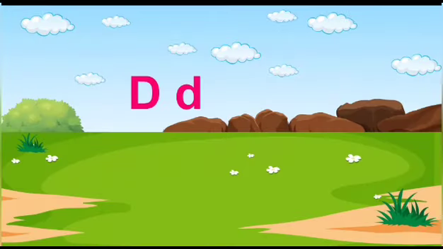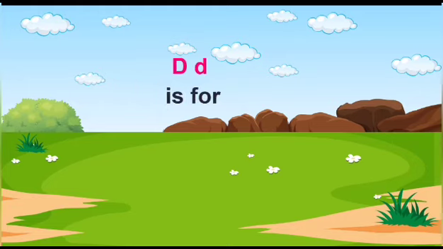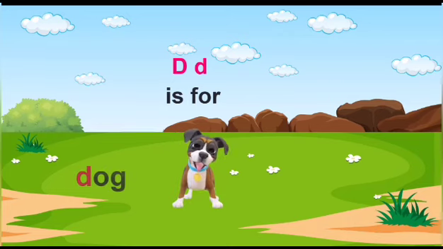Today we're gonna learn letter D. The name of the letter is D, and D makes the sound D, D, D. D says D, D. So D is for what? Dog. Yes, D, D, dog. Lovely dog.